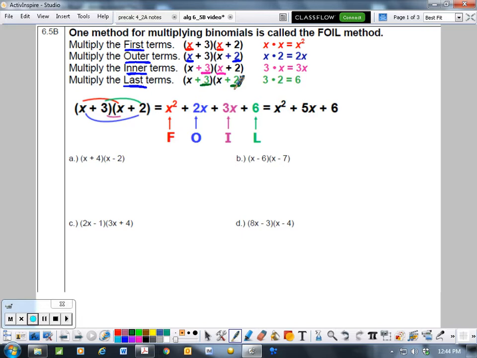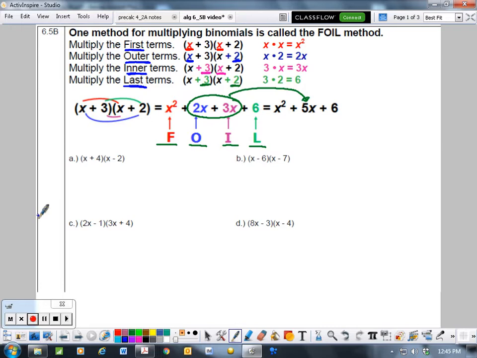And then once you've multiplied that out, then we're adding each term. So here is the first, the outer, the inner, and the last, all added up. And the only ones we can combine are these two. So we go ahead and combine them, and that's how we get our final answer. So we're going to go ahead and work this out. We're going to go ahead and FOIL.